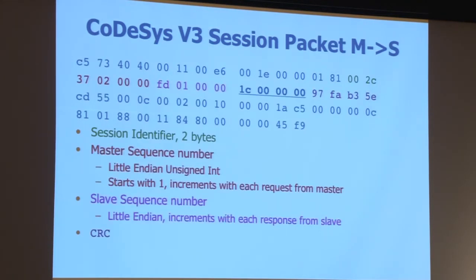And then once the session is established between the engineering system and the PLC, the packets get a bit of extra header data. They get an additional field, this red field, which is a master sequence number. And they also get this field that I've highlighted in purple, which is the slave sequence number. And they put the session identifier up here in these bytes. So effectively, they're using UDP, but they're adding session ID and sequence numbers, similar to the TCP concept of a sequence number.